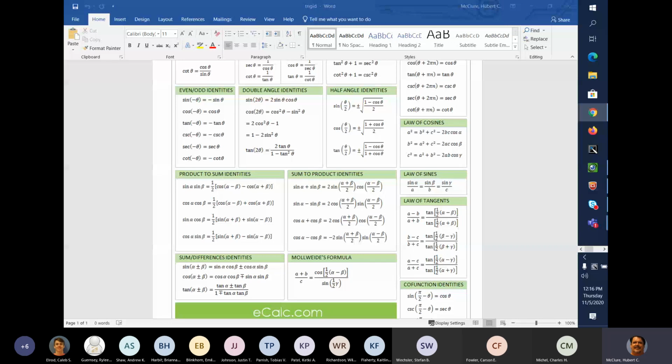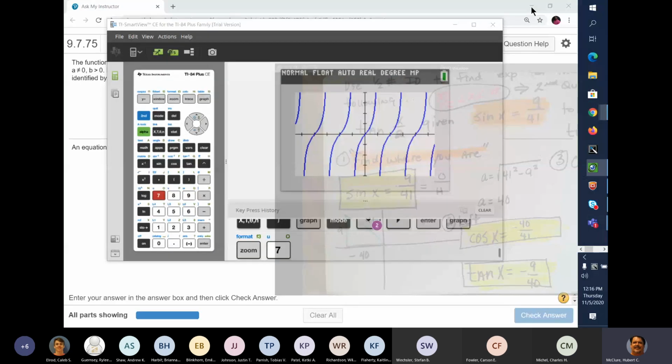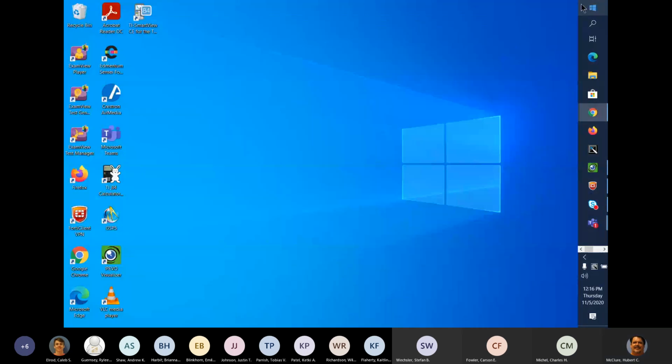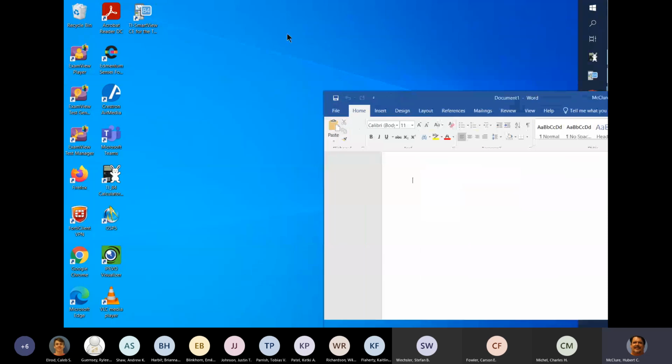Give me a second, y'all. I'm having to go from screen to screen. You're good. I know, I suck. All right. Let's go with Word. I've got 3 monitors I'm looking at, and I'm having to go from one to the other.